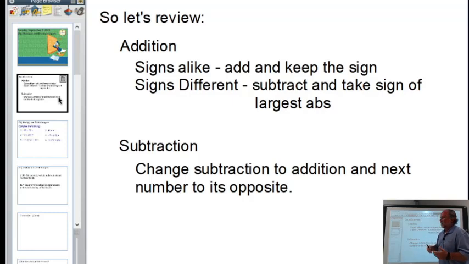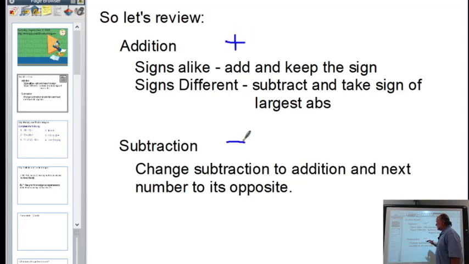Well, we need to remember that if it does have a plus in the middle, we've got two things that we're going to do. If the signs are alike, positive, positive, or negative, negative, we're going to add and keep the sign. So two positives make more positives, two negatives make more negatives. If our signs are different, one's positive, one's negative, then we're going to subtract our numbers and take the sign of the number with the greatest absolute value.